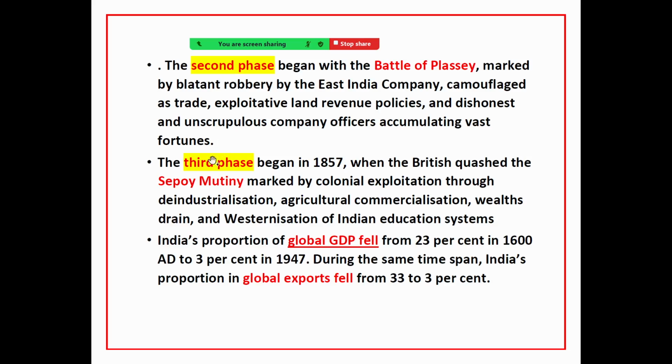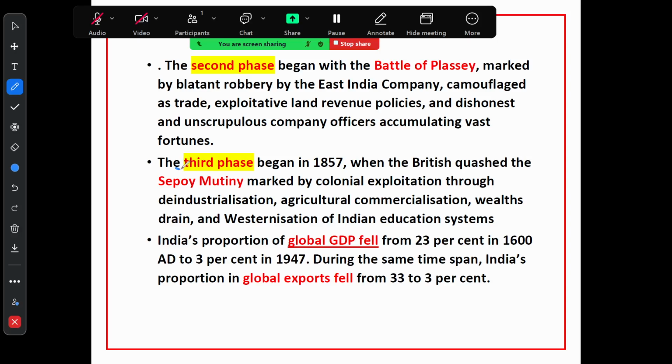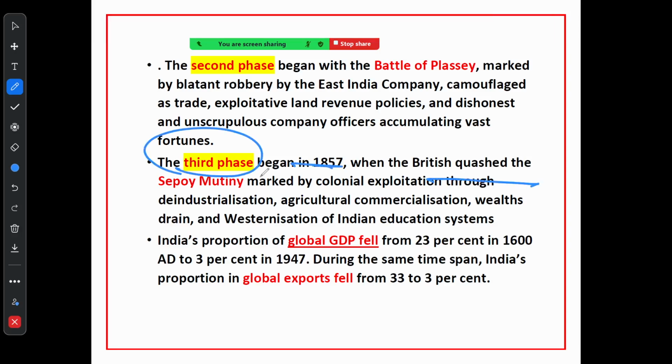Now let's talk about the third phase. The third phase began in 1857 when the British quashed the Sepoy Mutiny, marked by colonial exploitation. What does it mean? The third phase started with the British winning the Sepoy Mutiny. They became even more cruel. The British stopped Indian business from growing, forcing people to buy British products. Instead of food crops, farmers were forced to grow cotton and other things for British factories. All the money India made went back to Britain, leaving India poor.